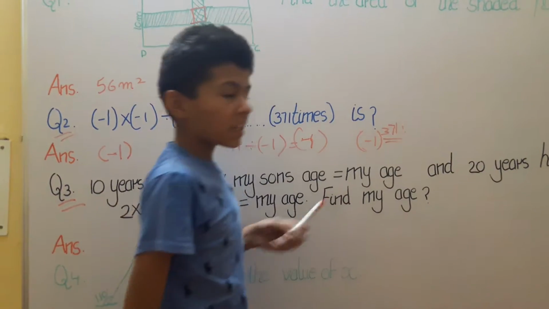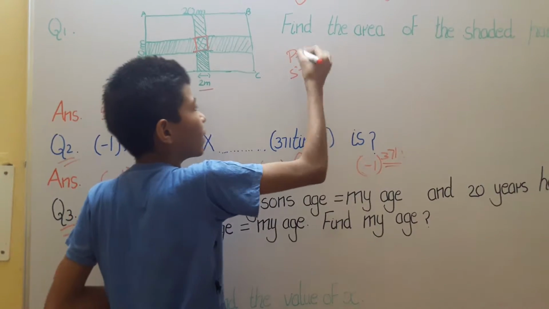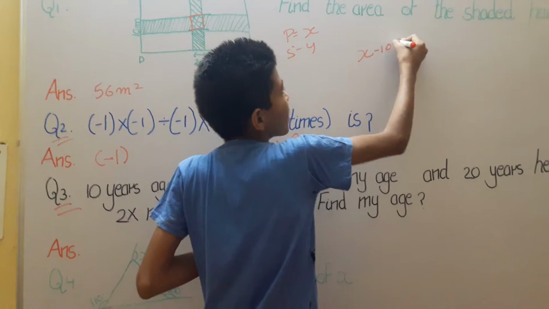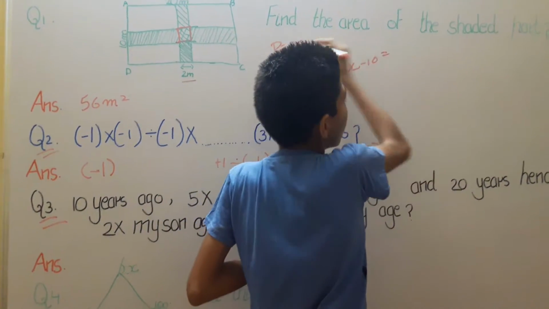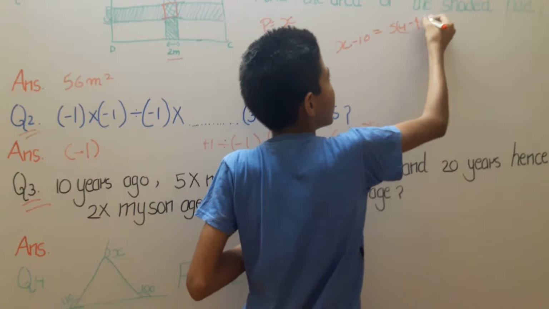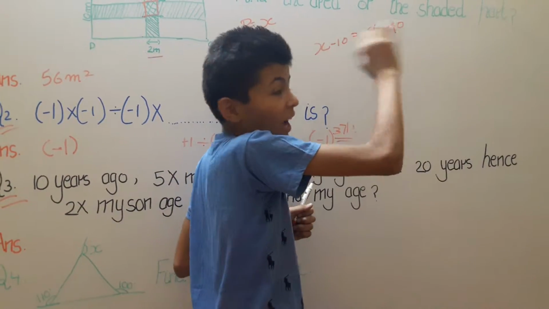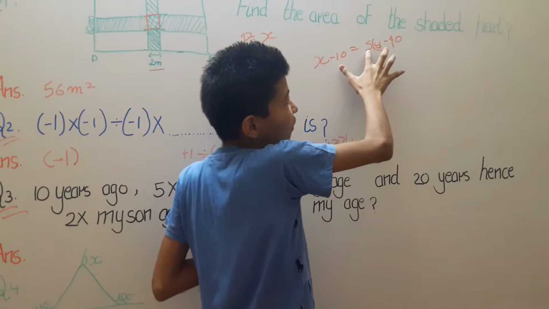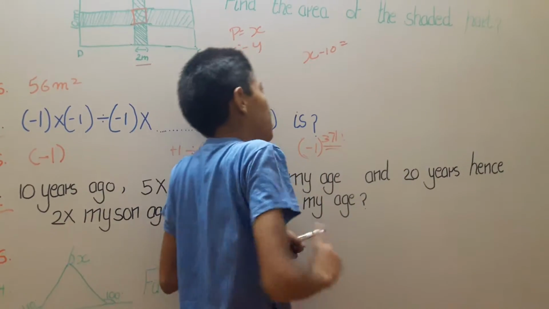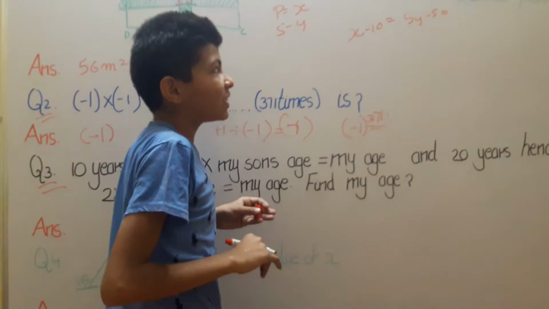So in the first, let the age of the person who is talking be x and the son's age be y. So the person's age would be x minus 10 equals to 5 times y minus 10, because here it is 5 multiplied by y minus 10. So when it comes out of the bracket, 5 multiplied by y equals 5y, and 5 multiplied by 10 is 50, so 5y minus 50. So this becomes our equation.